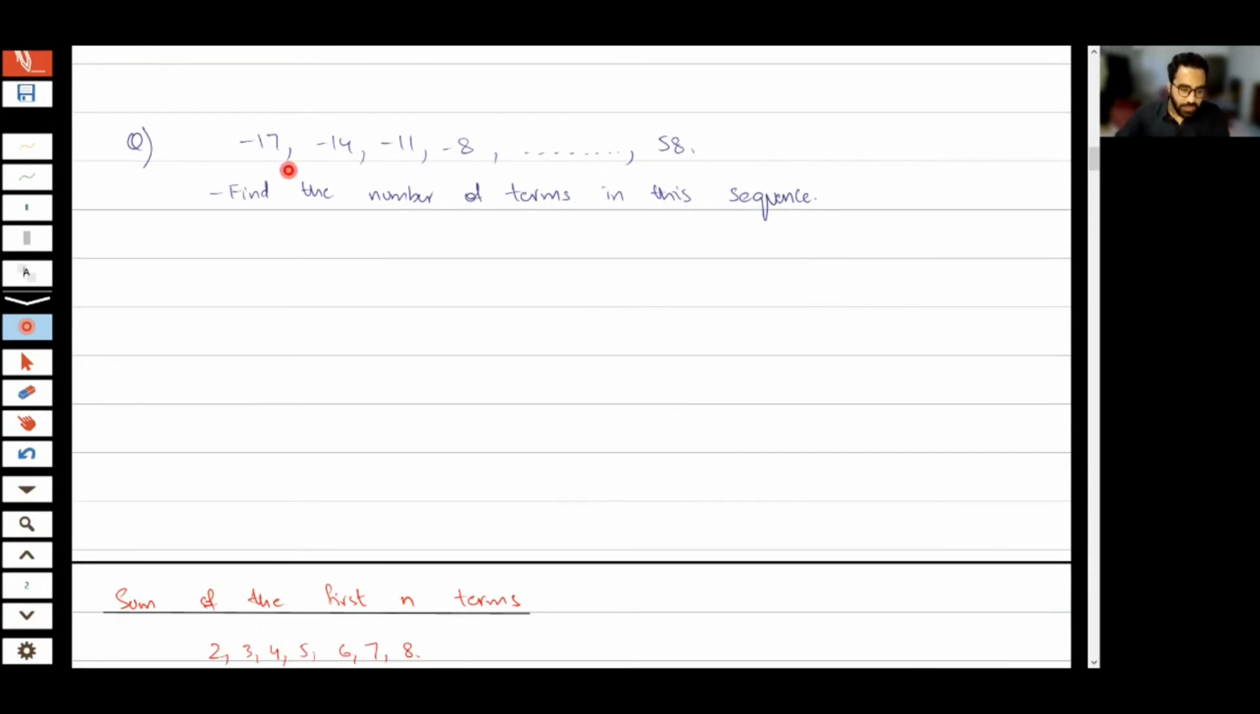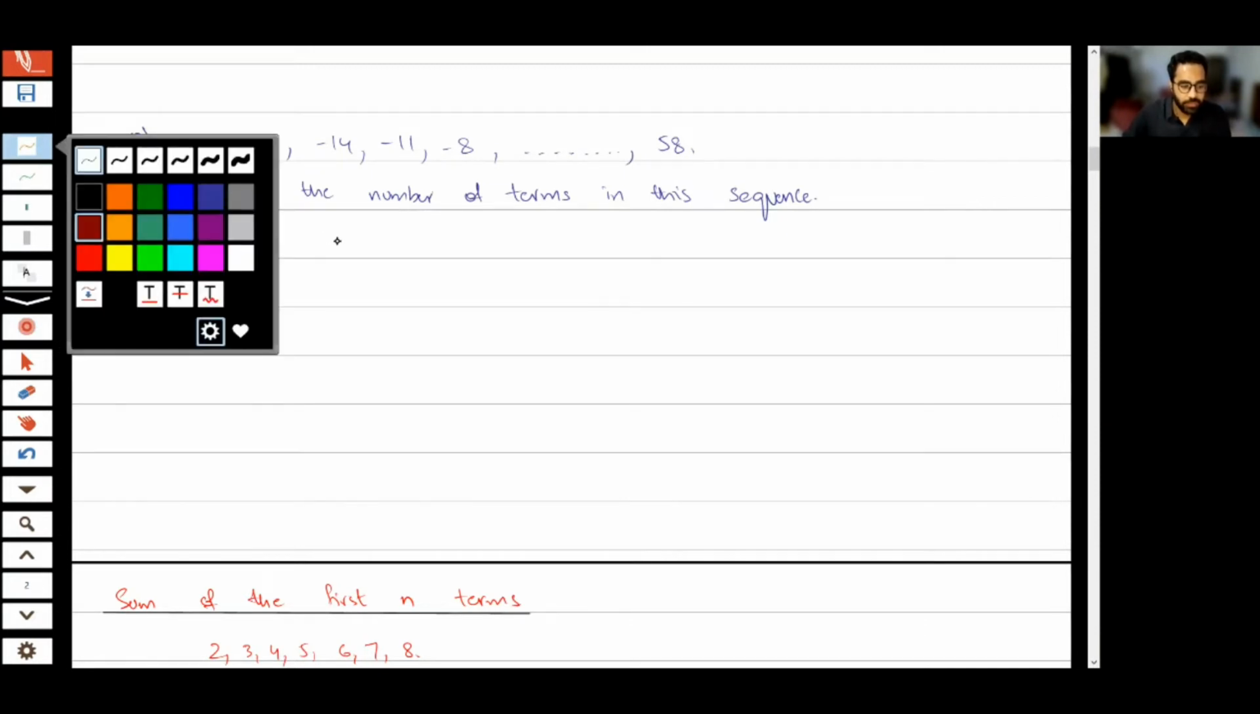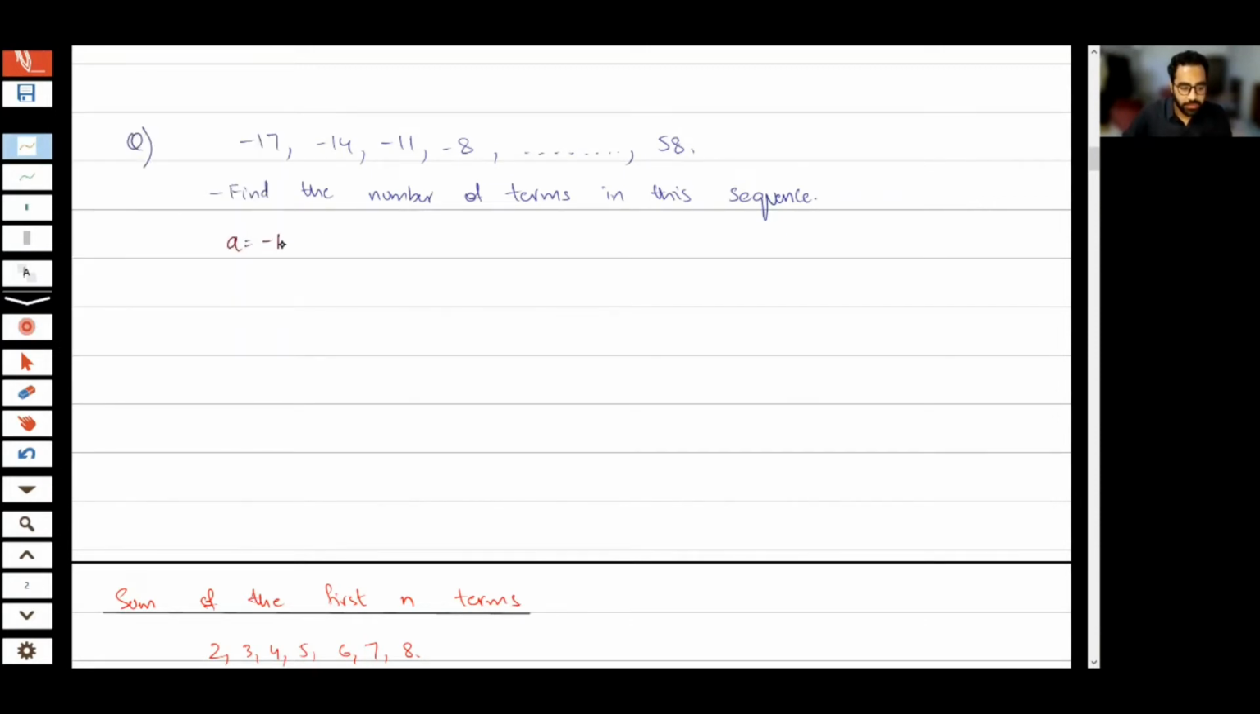Okay, so I have a series over here. So yeah, I can see that it is an arithmetic series because I have a common difference between two consecutive terms: -17, then minus 14, then minus 11. So my first term is minus 17. Okay, the first term is the first term of the progression.